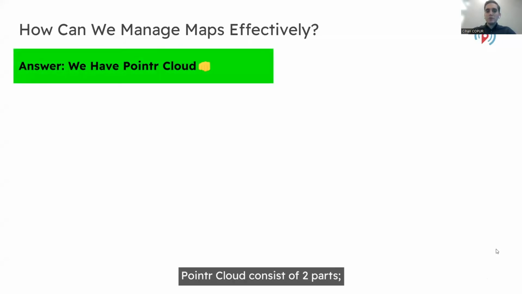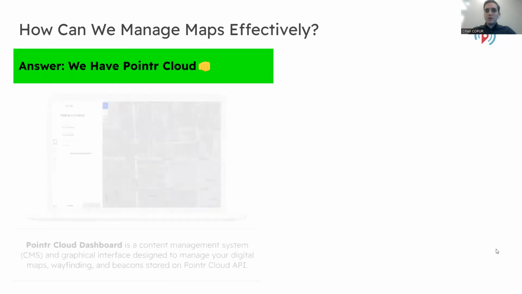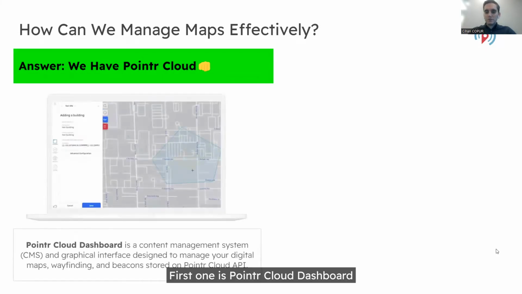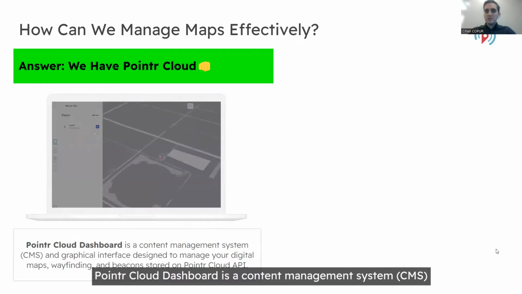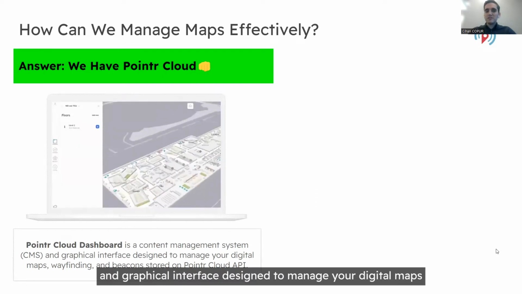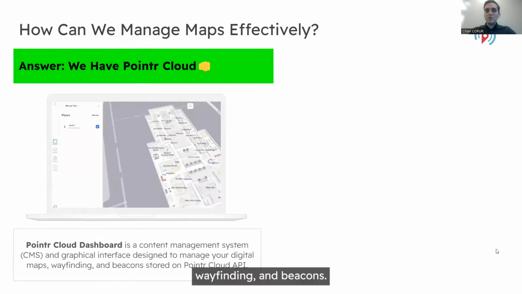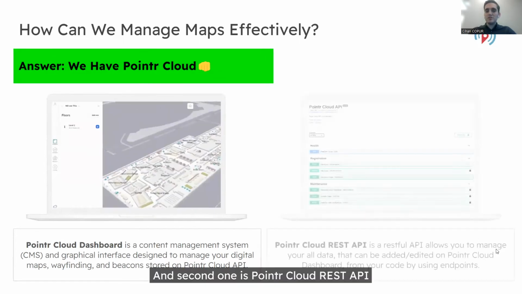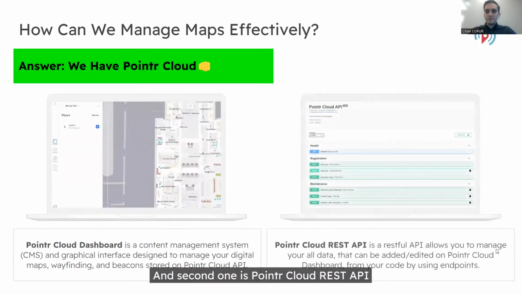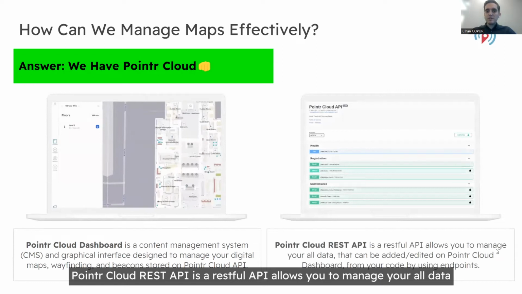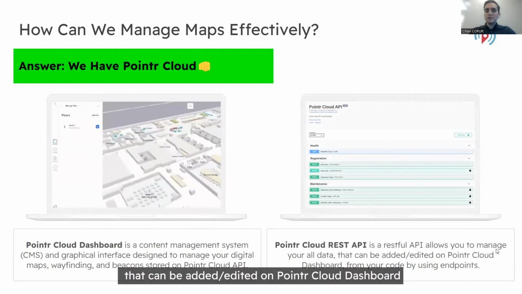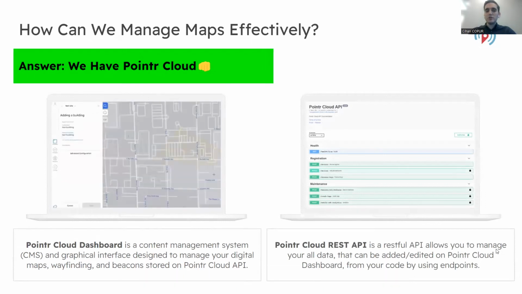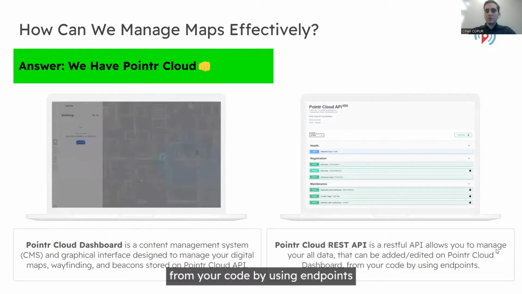Pointr Cloud consists of two parts. First one is Pointr Cloud Dashboard. Pointr Cloud Dashboard is a content management system and a graphical interface designed to manage your digital maps, wayfinding, and beacons. And the second one is Pointr Cloud REST API. Pointr Cloud REST API is a RESTful API that allows you to manage all your data that can be edited on Pointr Cloud Dashboard from your code by using endpoints.